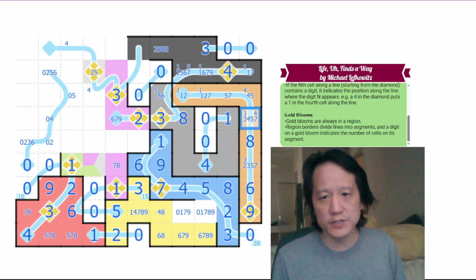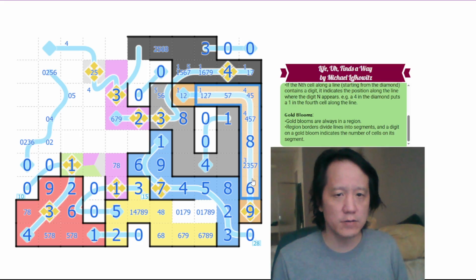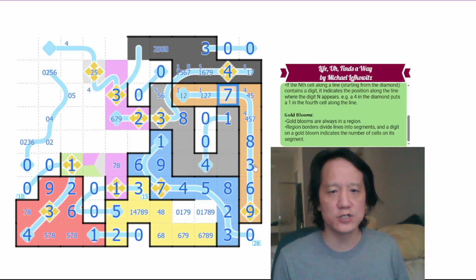This 3 eliminates 3 here. So where is the 3 on this line? Cannot be any of these because of the 3 in the row. Can't be here. It has to be here. So this is 3, which means 7 has to be in the 3rd slot. So this can't be 7. This becomes a 4, 5 pair. This becomes a 1, 2 pair here. This is a 4, 5 pair.